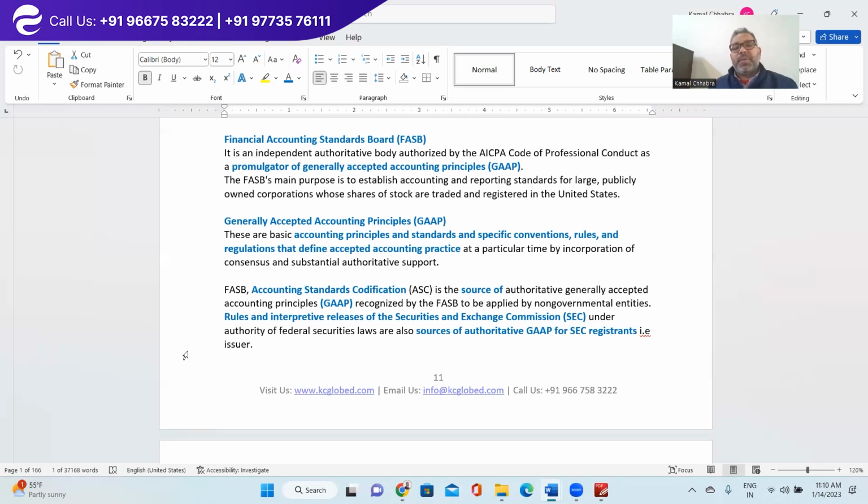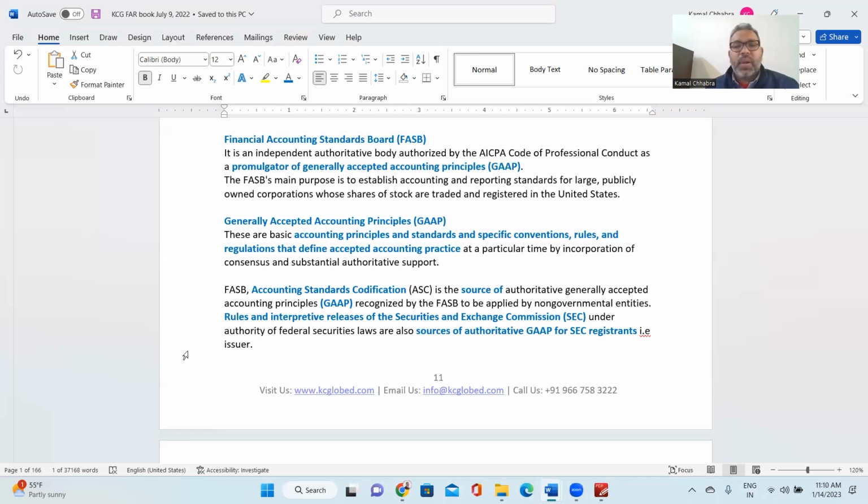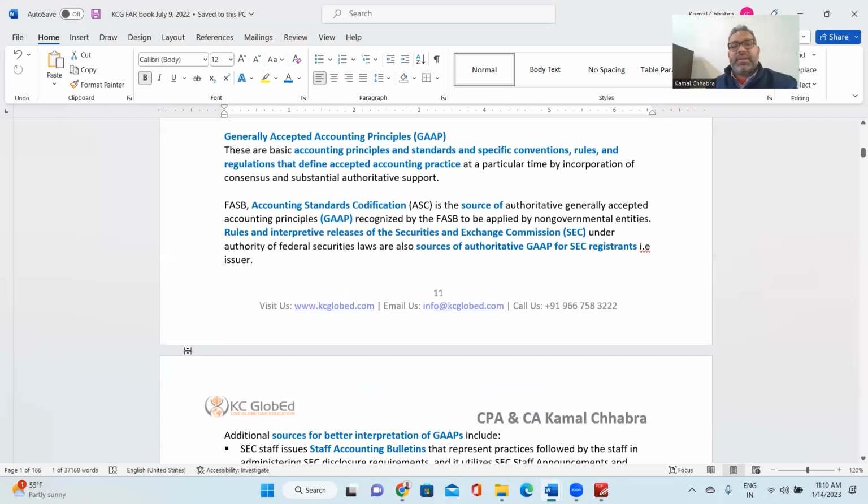The FASB's main purpose is to establish accounting and reporting standards for large publicly owned corporations whose shares of stock are traded and registered with the stock exchange. Next is generally accepted accounting principles. What are generally accepted accounting principles? It is called GAAP. What is GAAP in the US?